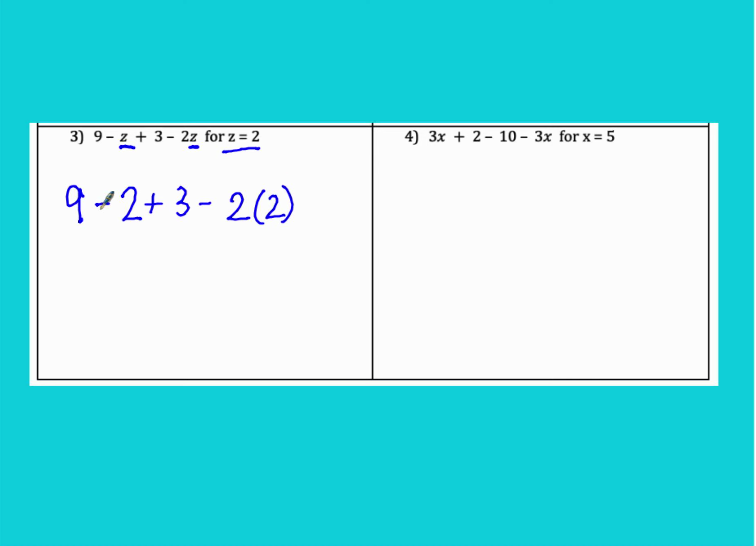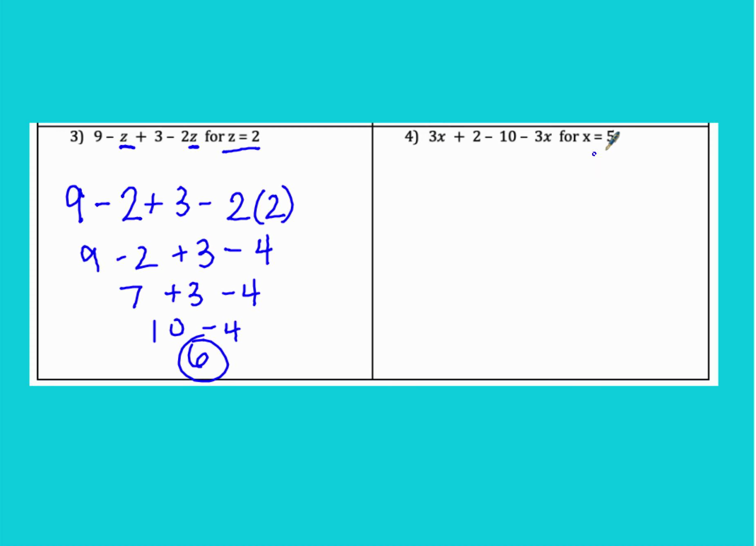So now I have subtraction, addition, subtraction, and multiplication. So we need to multiply first. And we have a minus sign that's going to come down here. And 2 times 2 is 4. So really we have 3 minus 4. So I have 9 minus 2 plus 3 minus 4. So going from left to right, 9 minus 2 is 7, plus 3 minus 4. 7 plus 3 is 10. 10 minus 4 is 6. And there's your final answer.